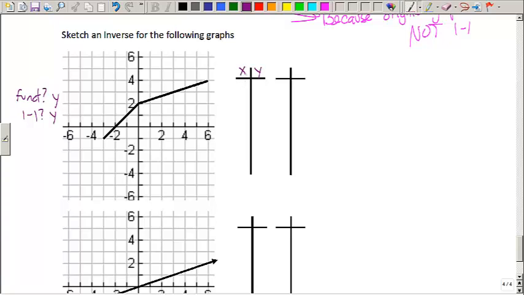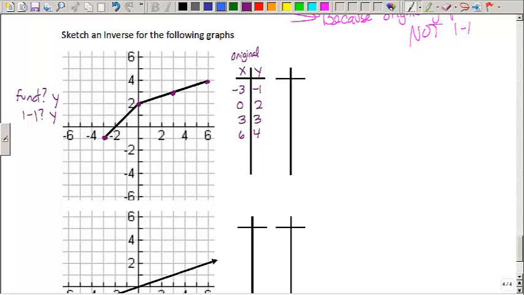So first I'd like to take my original graph and get some points. I can see a nice point right here, -3, -1. I see another point at 0, 2. I see another point at 6, 4. And if you really want, we could do one more right there at 3, 3.